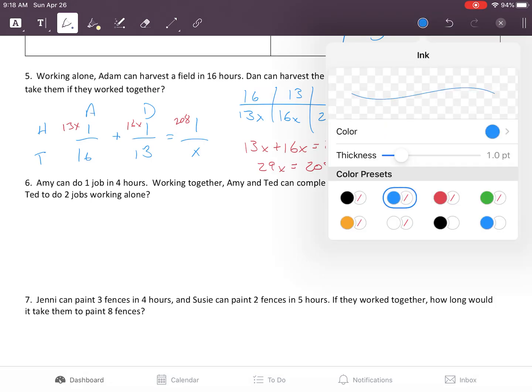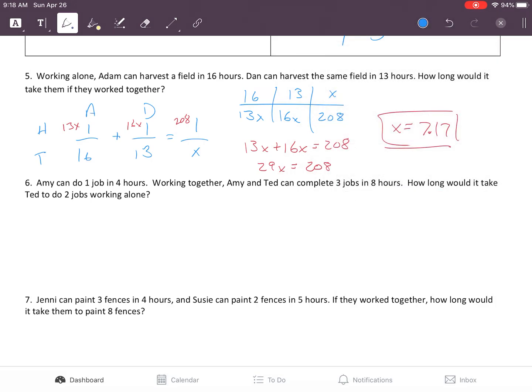Okay, let's change it back to blue. Okay, next kind of problem.